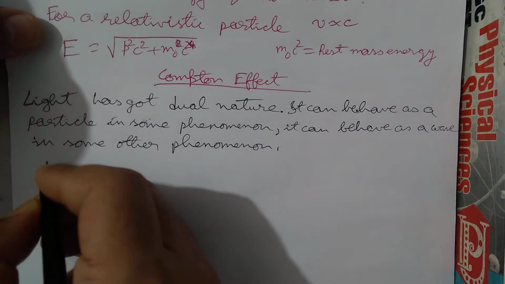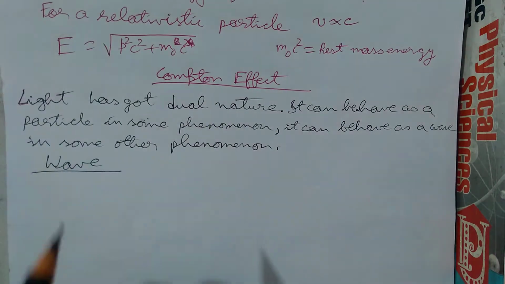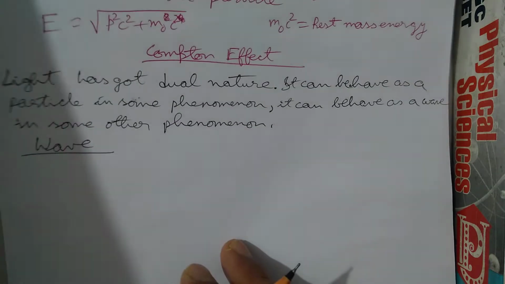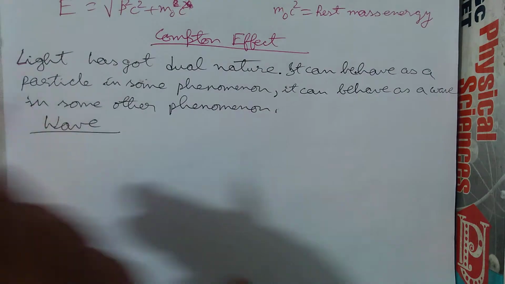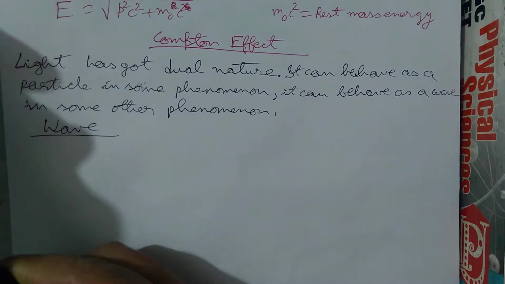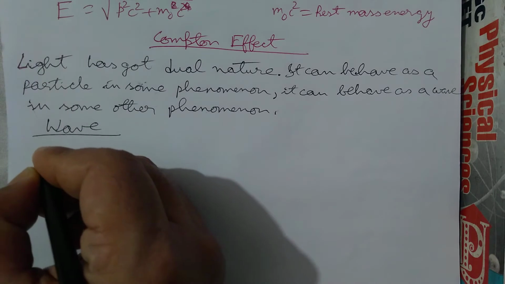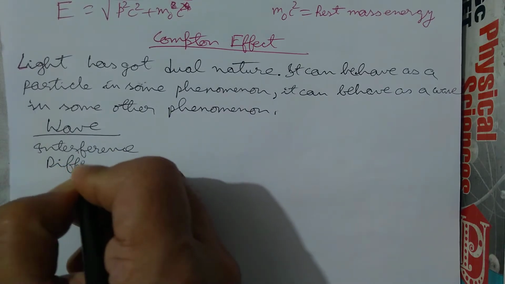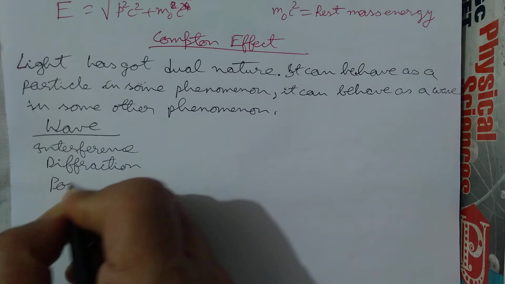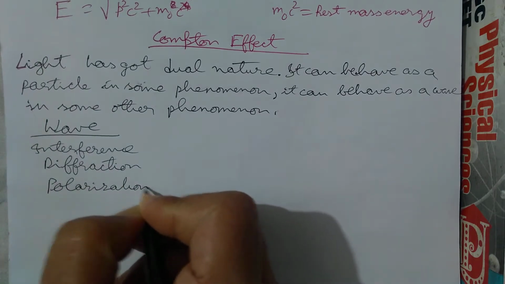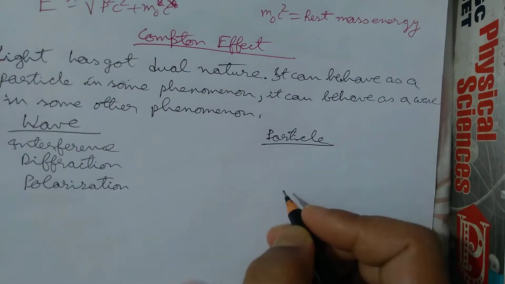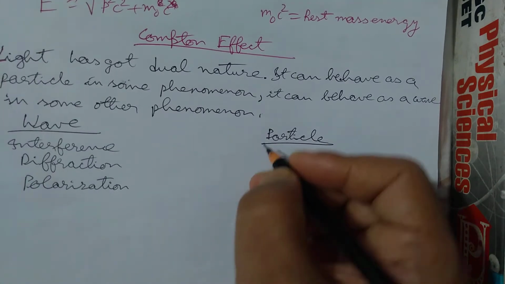In which experiments does it behave as a wave? These are important things, you can be asked these kinds of questions. You have the Planck's constant experiment in your laboratory, so there you can be asked these questions. It behaves as a wave in interference, diffraction and polarization, which you have studied already. In which experiments does it behave as a particle?